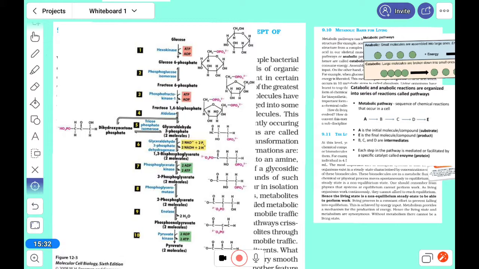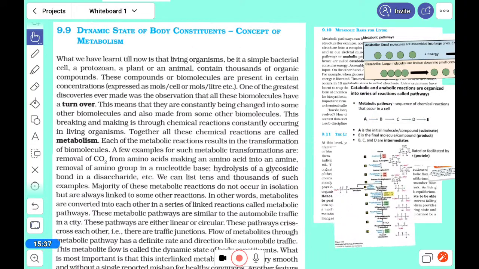All right. So today up to here. Next day we can discuss the metabolic basis of the living and the other part.